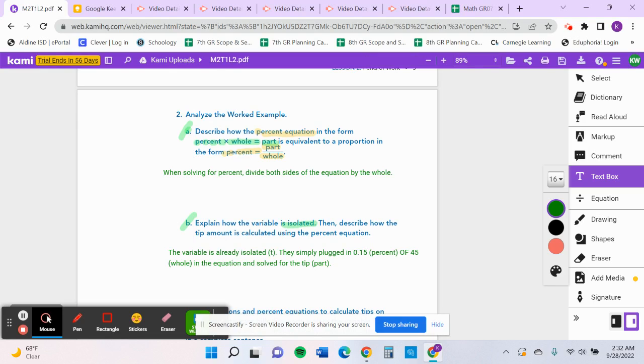All right, let's take a look at what I answered. So for 2A, you could have written something along the lines of, when solving for percent, divide both sides of the equation by the whole. 2B, explain how the variable is isolated, then describe how the tip amount is calculated using the percent equation. The variable is already isolated. They simply plugged in 0.15, which was 15%, of 45, which was the whole, in the equation, and then solved for the tip, which was the part.